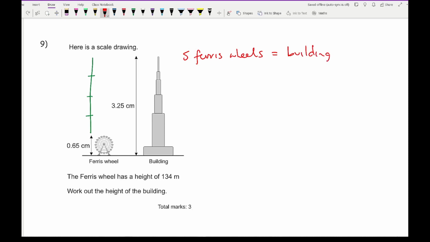Now we know that the Ferris wheel has a height of 134, so that's going to be 5 times 134, and that is going to give me an answer of 670 meters.